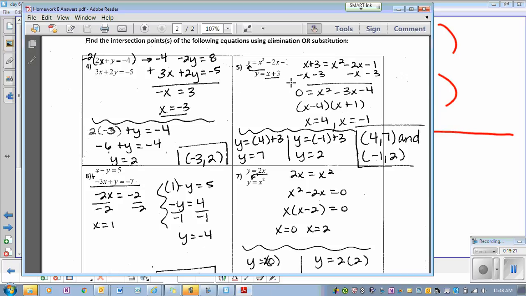It says solve using elimination or substitution. What is happening? Okay, why did this freeze?